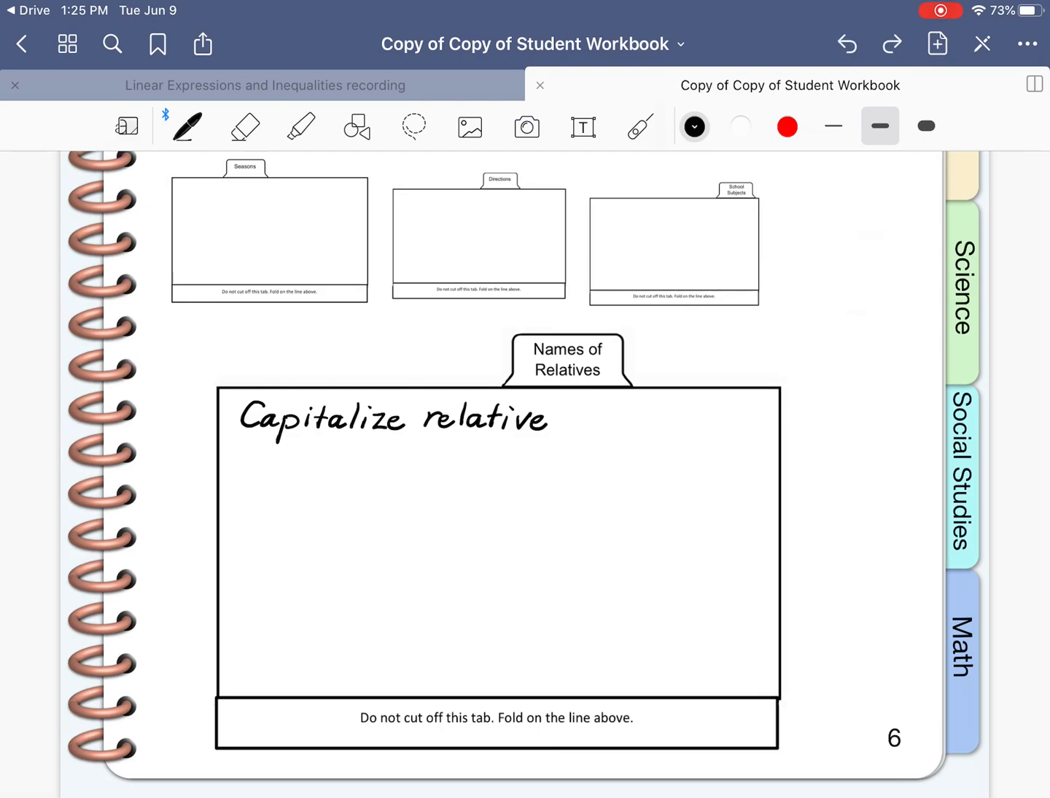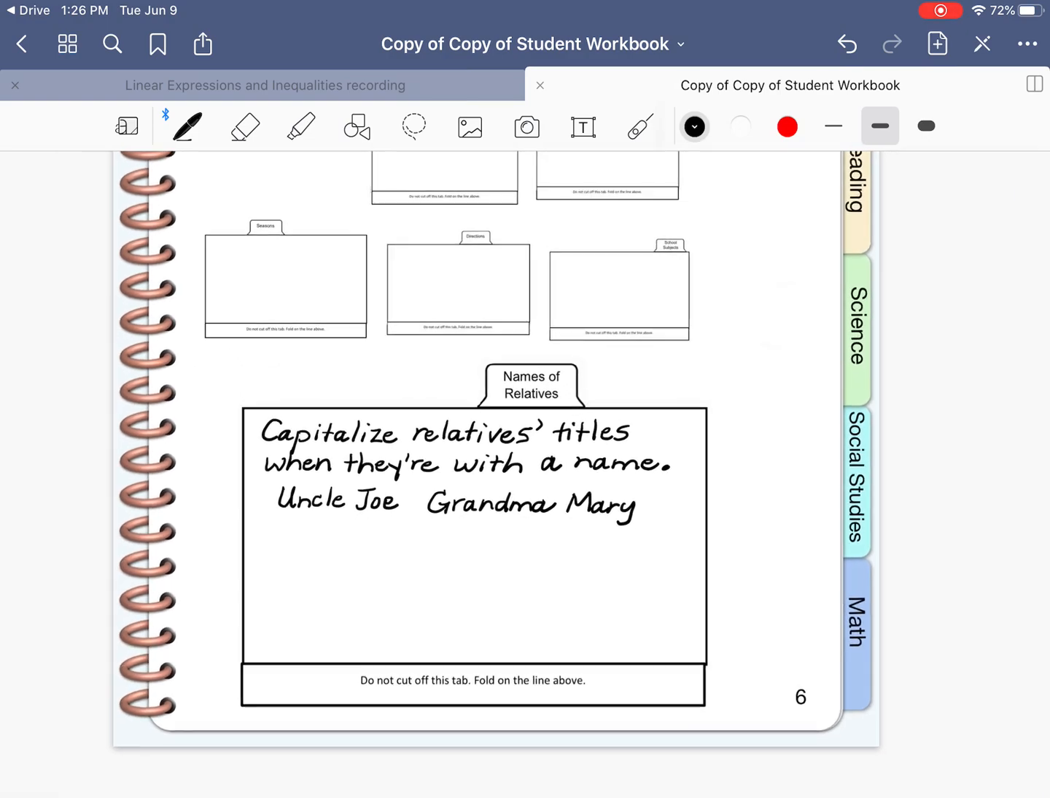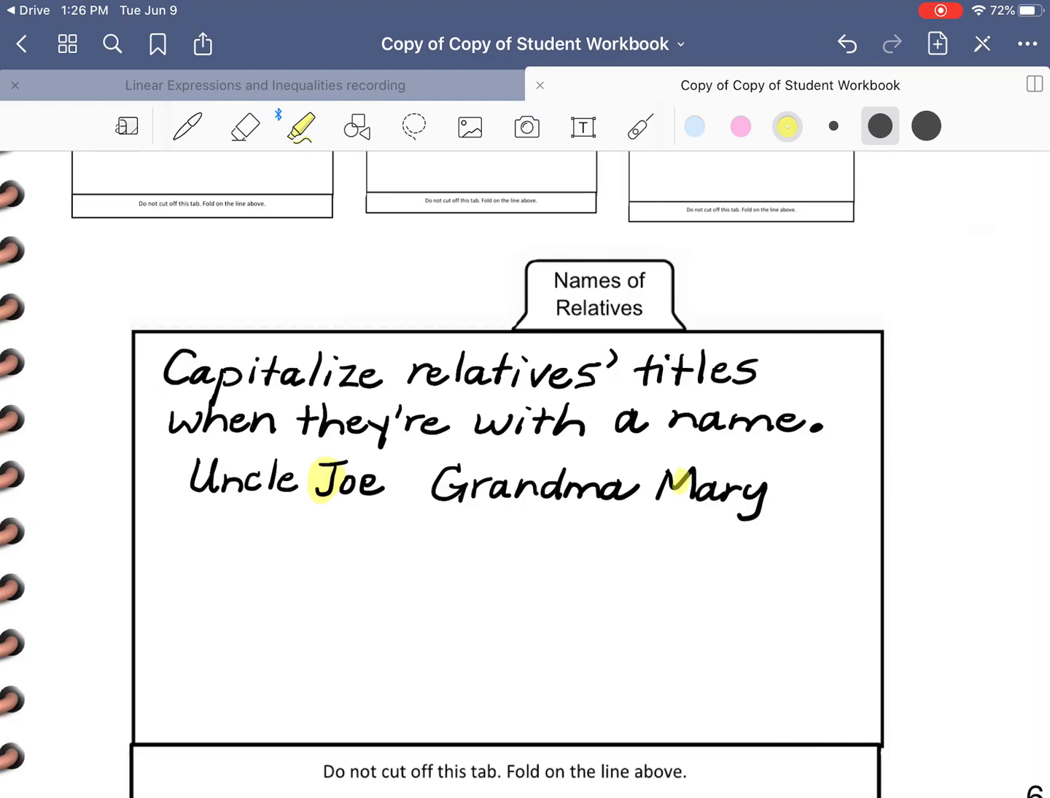Whoops. Let's put that apostrophe there. Relatives' titles when they're with a name. For example, Uncle Joe, Grandma Mary. So you see how, because I have used the person's Christian name, I use a capital letter for the title. So that's one time that you capitalize the names.